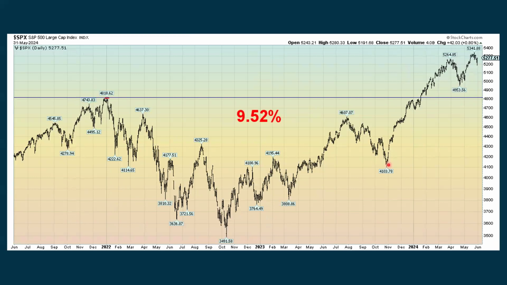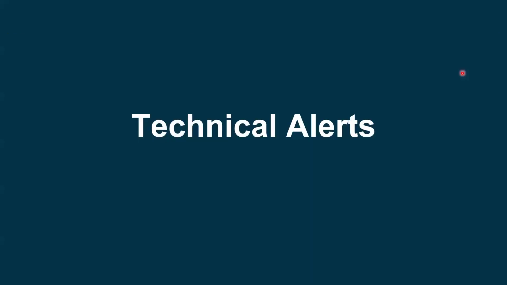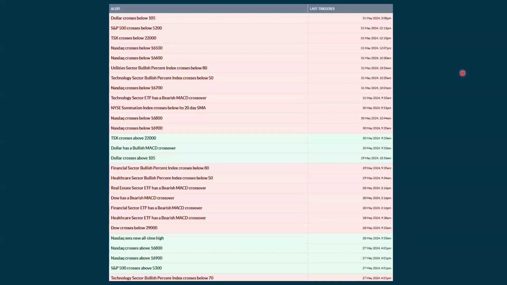Then we keep an eye on where we are in relation to the previous all-time high that was set in early January 2022. We're 9.52% above the previous all-time high after Friday's close. And then StockCharts does this thing called technical alerts. Here are the alerts for the whole week. When they're red, that's negative. When they're blue or green, that tends to be positive. Now I go through each day because this is Tuesday through Friday this past week, and I break them down in the daily video. I don't spend a lot of time doing this. I just kind of glance over them.